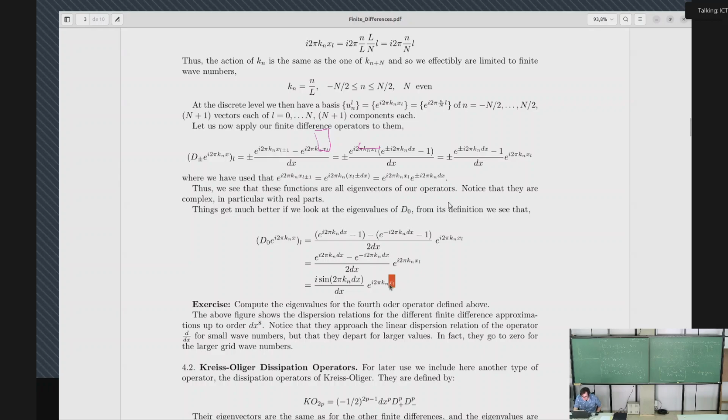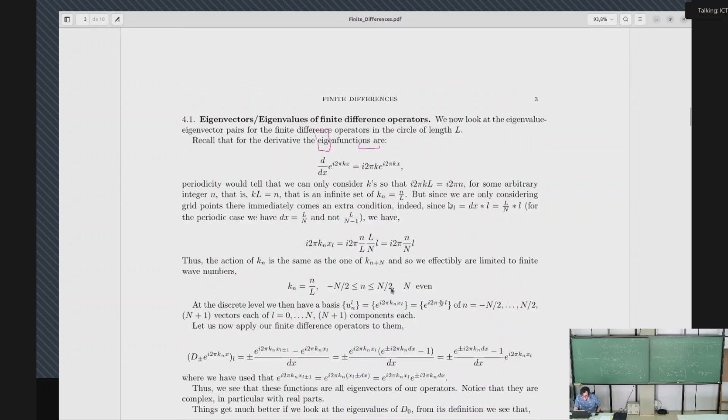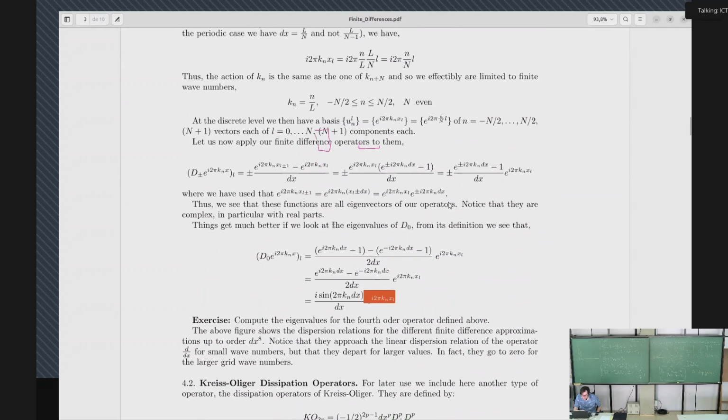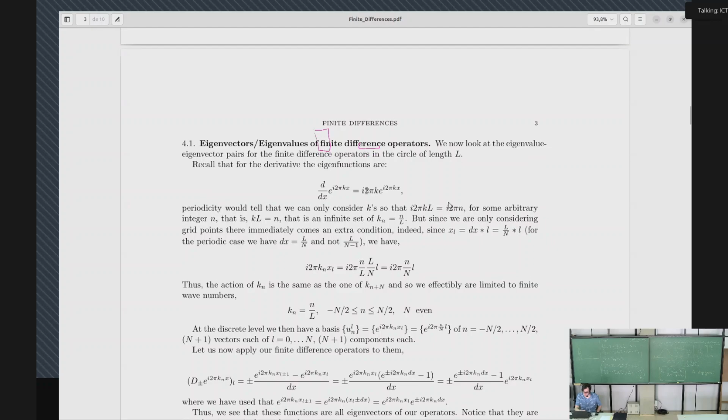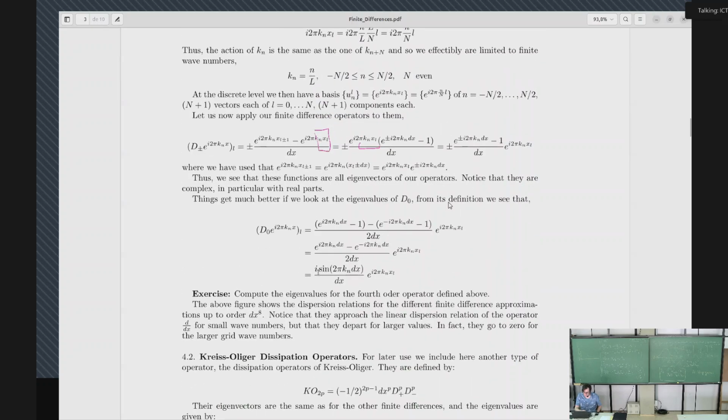This is the function, which is the eigenfunction, the eigenvector of the derivative operation, and some of them are also eigenvectors of our D0 operator, the second order operator, but the eigenvalues of the operator are this one here. There are sines, not this one here. Okay, this is what's going on here. This is sine and delta x.